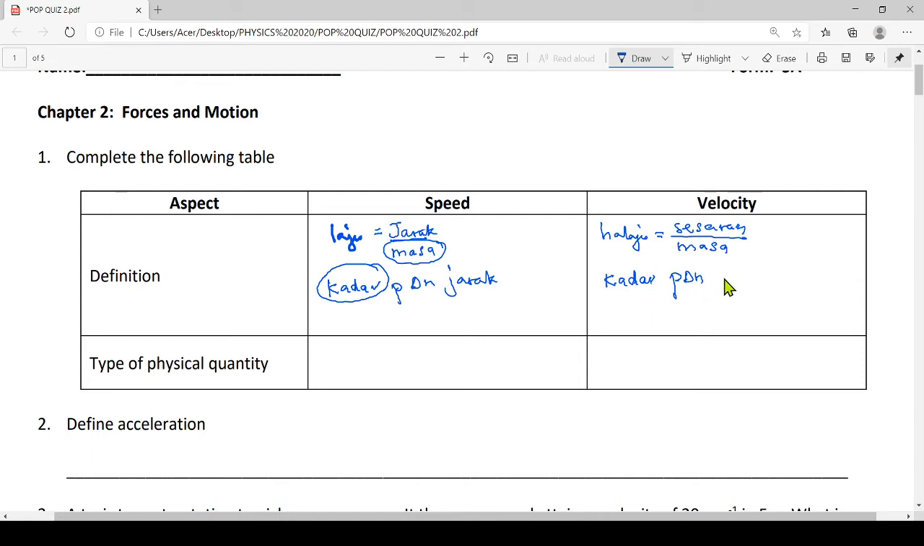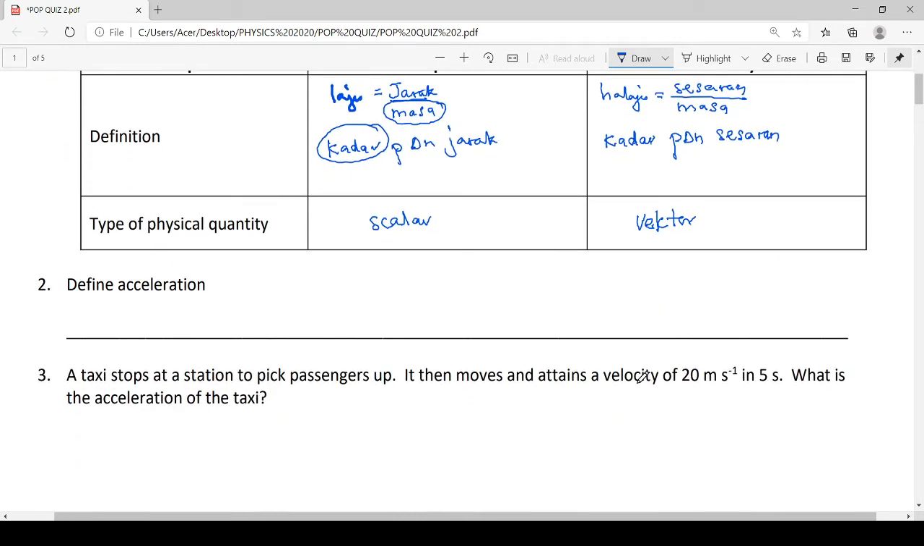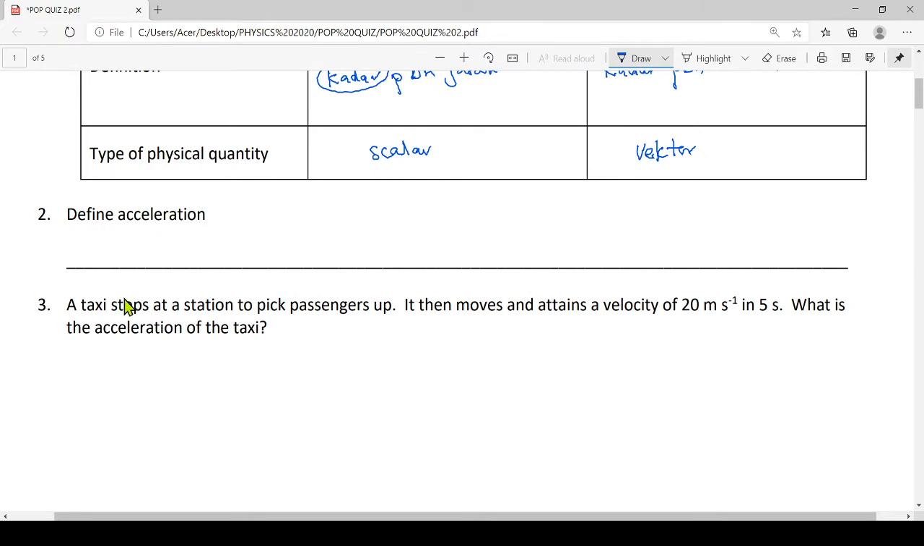perubahan sesaran. Okay, rate of change of displacement. Type of physical quantity, speed adalah kuantiti skala, manakala velocity pula adalah vektor.